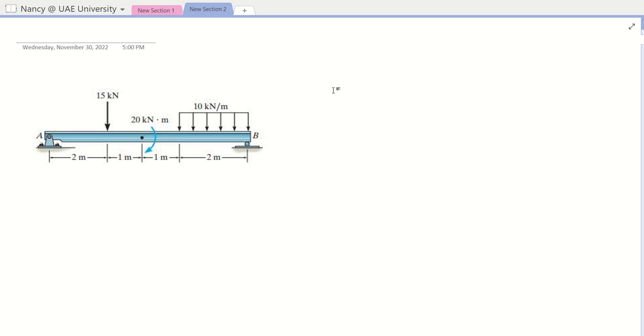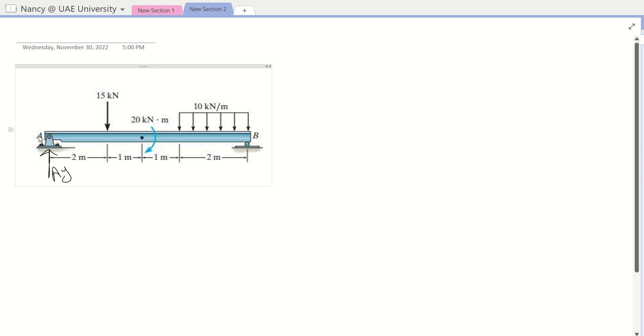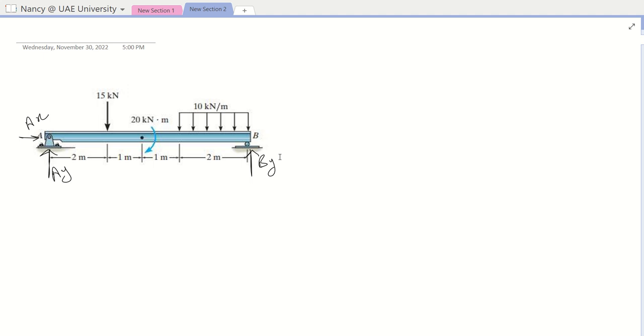The section method is more advisable to use if the question is just to find the internal shear or internal moment at a specific location, because it will take time. So now I will tell you the quick method to draw the shear and bending moment diagram. At A, as you can see, we have a pin, so here we have AY, AX, and at B we have BY. The first step, we need to find our reactions.